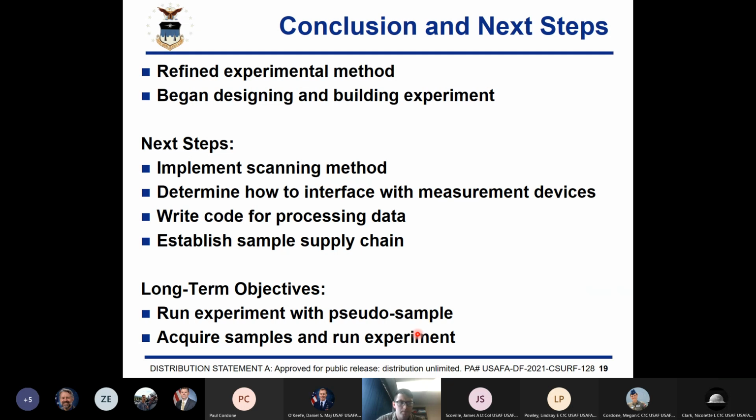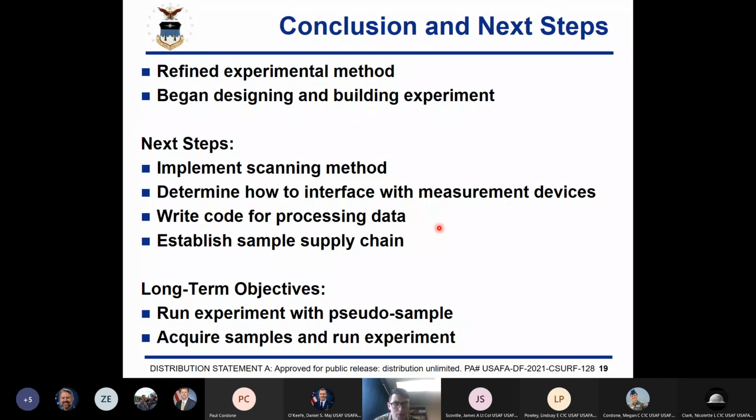And then in conclusion, I have some next steps shown here. We've actually made some progress on these since I made the presentation. We have actually implemented our scanning method. Our EOM is installed, and we've checked some of its limitations. We've figured out how to interface with the majority of our measurement devices, and we've written the bulk of our data processing code. The only thing left for us to do is actually to acquire our radioisotope samples.